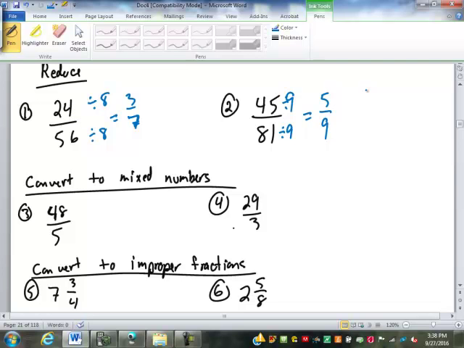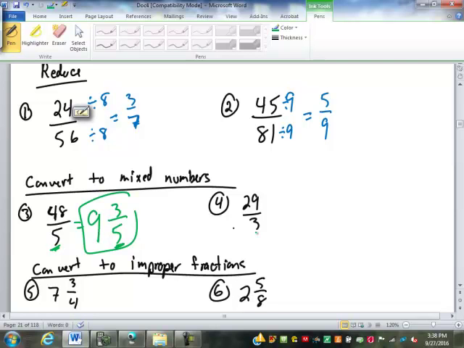3 and 4, we're asked to convert to mixed numbers. Remember, that's how many whole objects and how many pieces left over. So 48/5, we have to ask, how many times does 5 go into 48? 9 times would be 45, so how much is left over? 3/5. So 9 and 3/5. Note that the denominator does not change there.